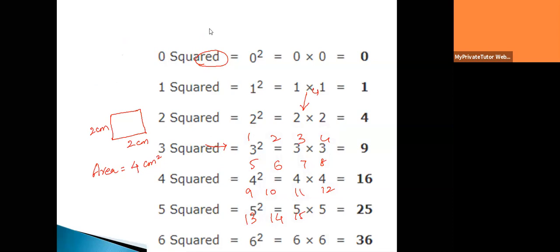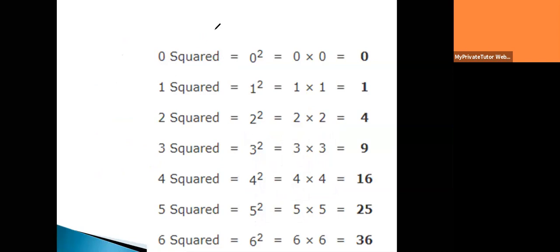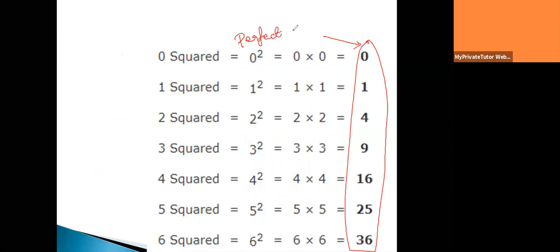Before that, just take a look at this. These are the basic squares, right? 0 squared is nothing but 0 times 0, which is 0. 1 squared is 1, 2 squared is 4, 3 squared is 9, and 4 squared is 16. These numbers on the right side, the answers, are all called perfect squares, because if you take the square of any whole number, we get these numbers.